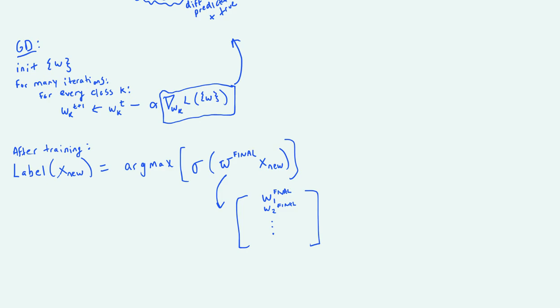All right, so the inside of the brackets here gives you the probabilities, and then taking the argmax says I want to predict the class with the highest probability.